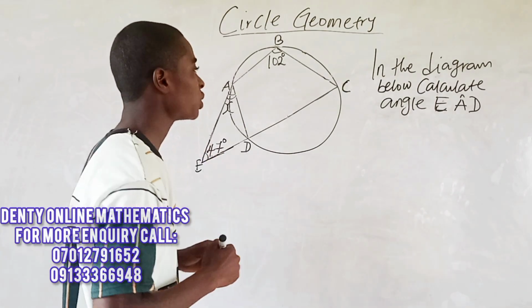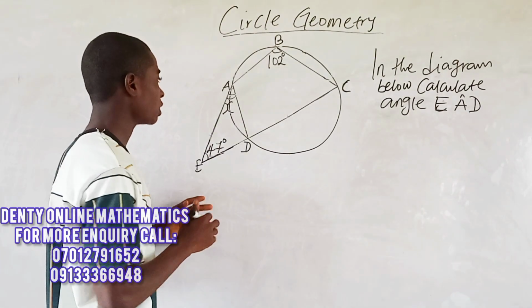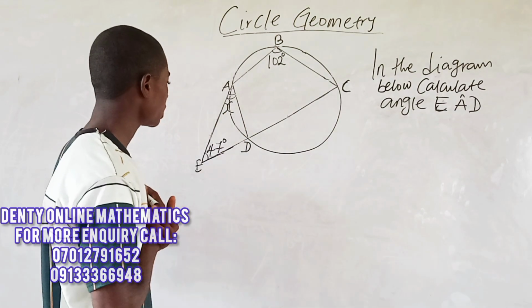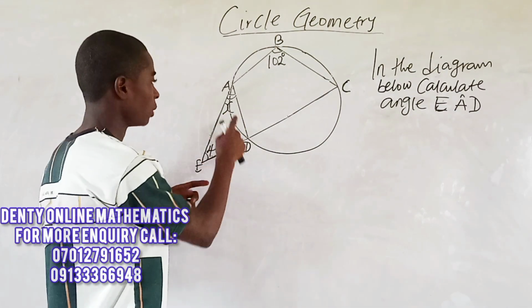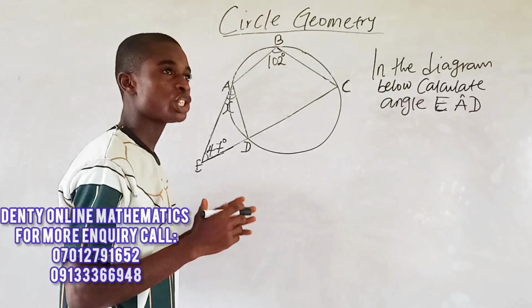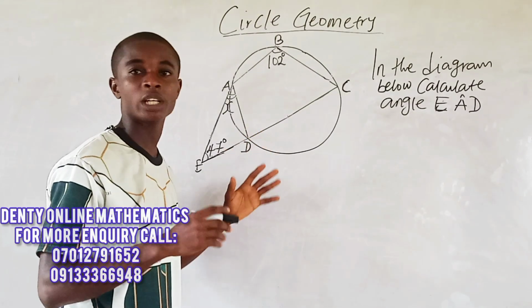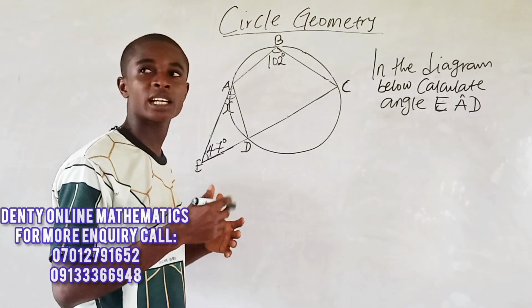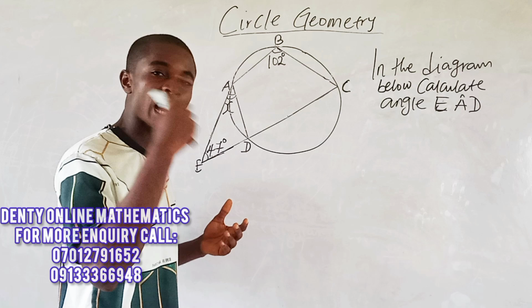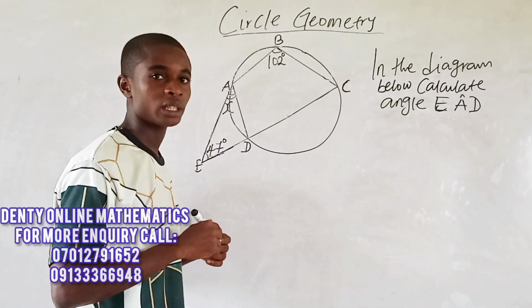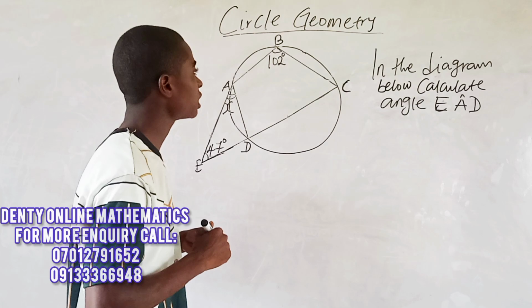Hope you get. Now let's go straight into the question. We are asked to calculate the value of angle EAD, that is the angle here. How can we do this? We only have one angle; we don't know here. How are we going to do it? Now it's very simple. A theorem is given in second geometry, and that theorem states that the opposite angles of a cyclic quadrilateral are supplementary. Now, what's the opposite angle?